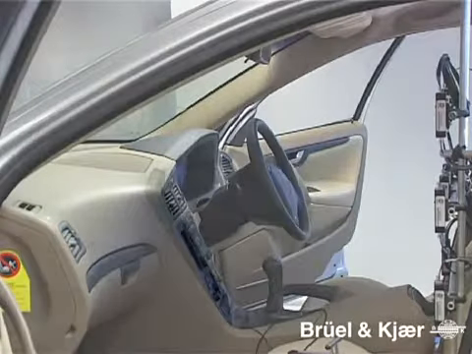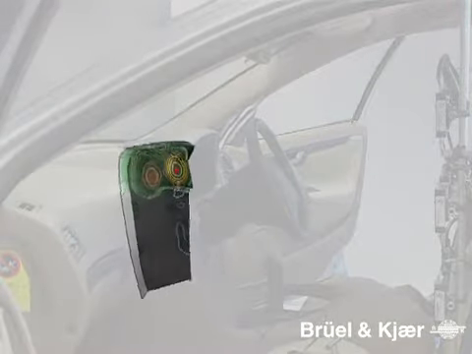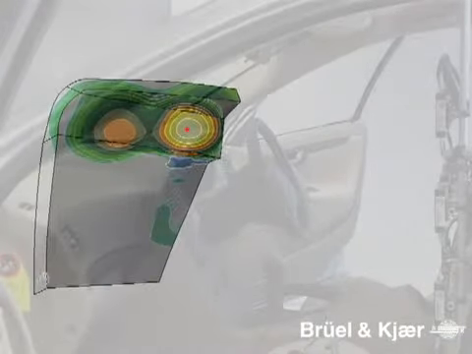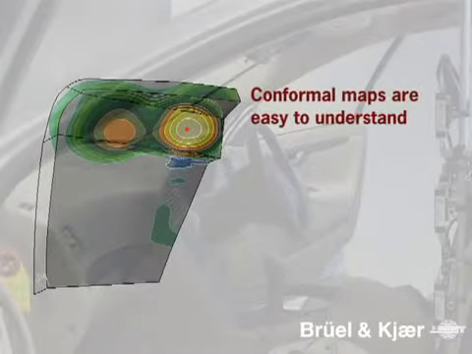In the following, we'll show you how conformal mapping provides a map of noise radiation directly on the actual geometry of an arbitrarily shaped object, which in this case is the center console of this car. Conformal maps provide the most easy to understand documentation of the behavior of a noise source. Seeing noise radiation directly on the source surface requires no interpretation and is therefore immediately understood also by non-acousticians.